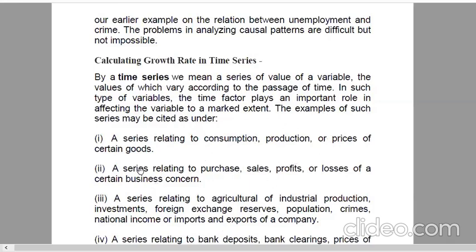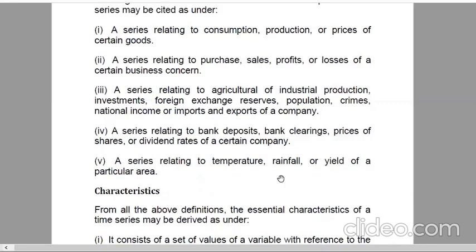डिपेंड करता है, right? A series relating to purchase, sales, profits or losses of a certain business concern. So this is also growth, means purchase करना, sale करना, कितना profit, कितना loss. So this is a business concern. This is also in a business concern. A series relating to agriculture or industrial production, investment, foreign exchange reserves, populations, crimes, national income, or imports and exports of a company. This is also growth. So you can measure the growth rate by the time series.